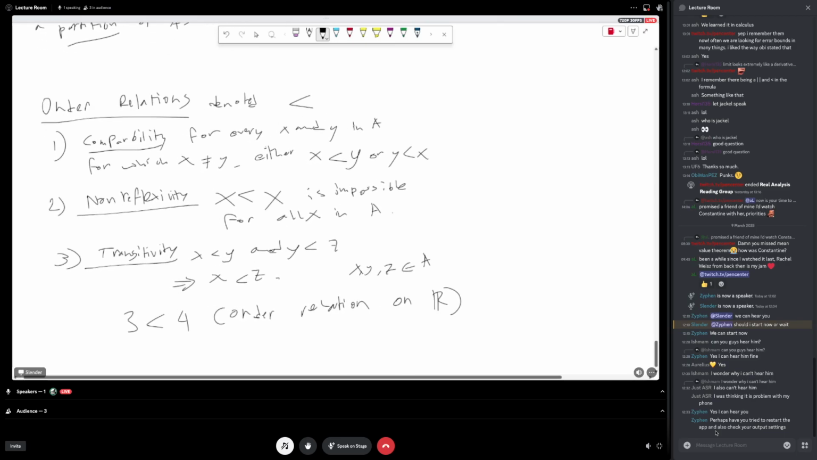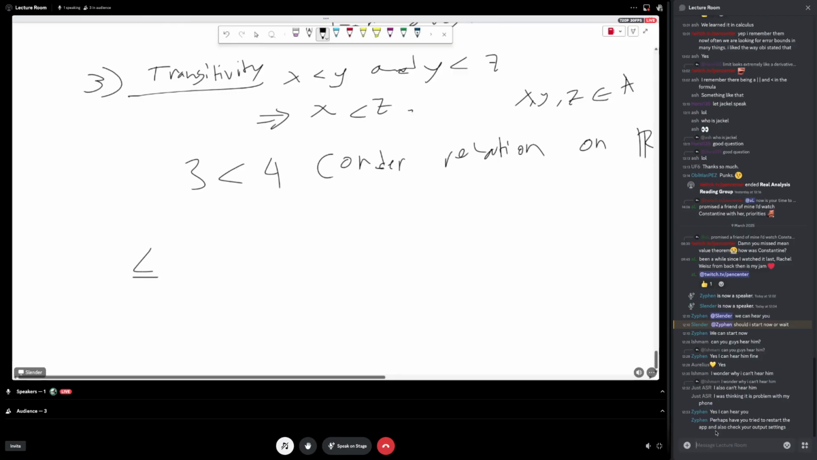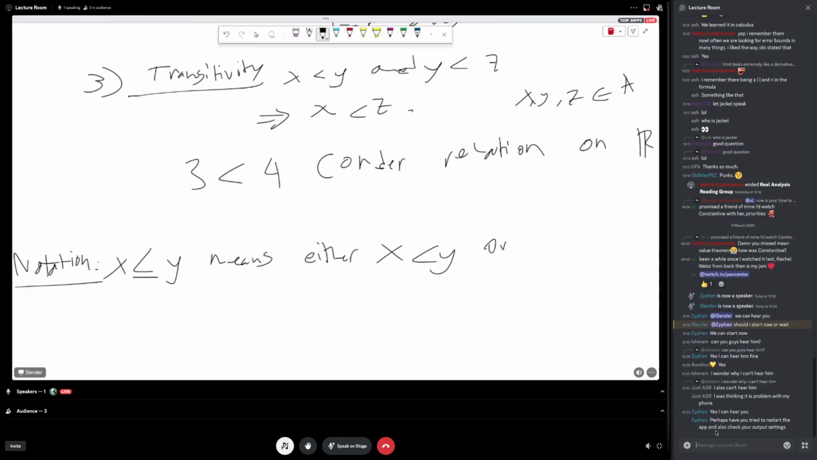So now using order relations, we can also define ordered sets. So let's first see what this notation means. Let's say we have x less than or equal to y. This means either x less than y or x equal to y. So that's what this notation means.